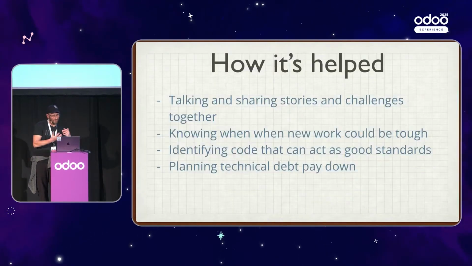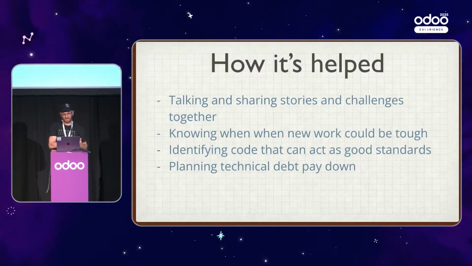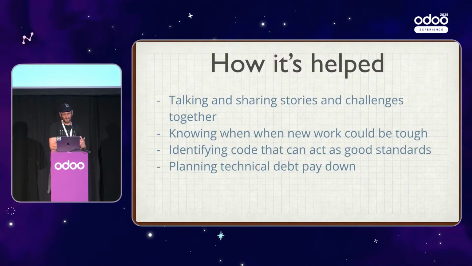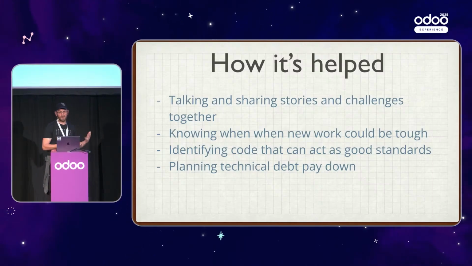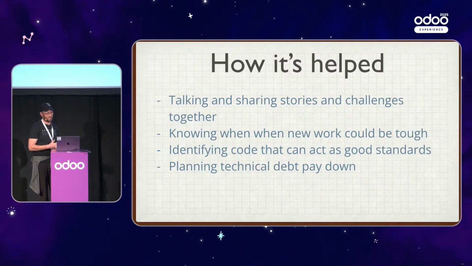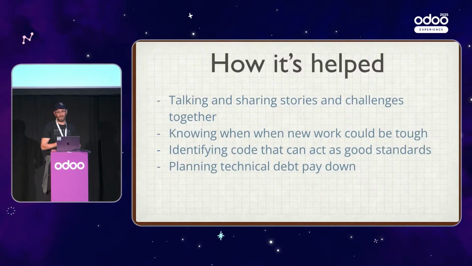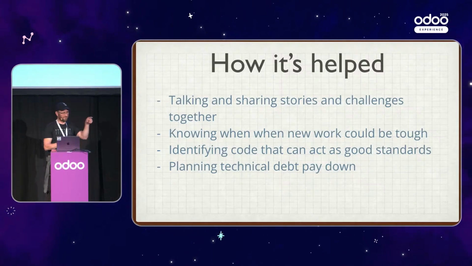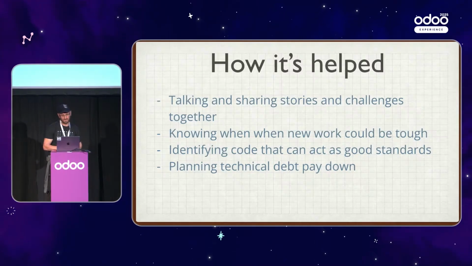So, talking and sharing the challenges together is really useful. Knowing when new work could be tough, when you're planning new work, is really good. Identifying code as a good standard, that's super useful. And then maybe planning technical debt pay down. You know, when someone says, we need to pay tech debt off. Why? Well, look at this bit here. It's always a problem. It's useful.